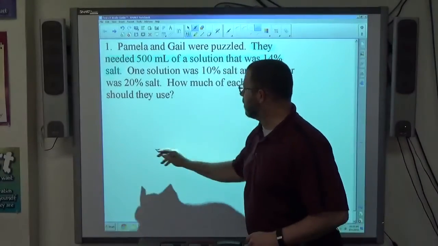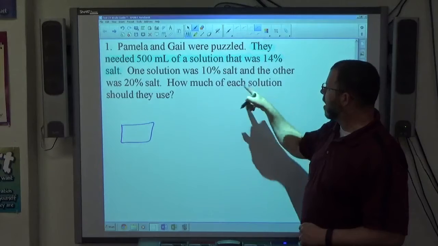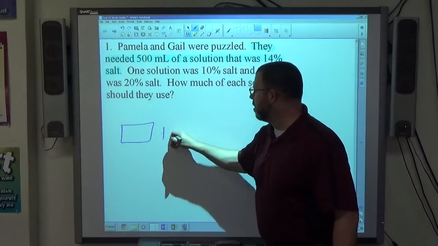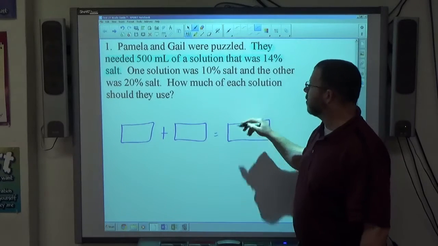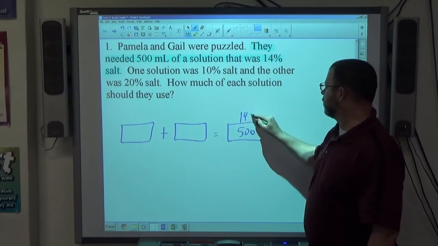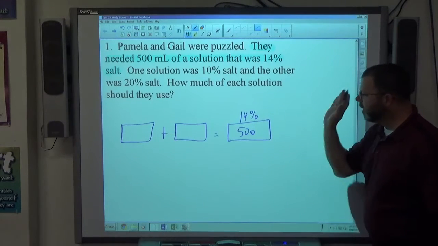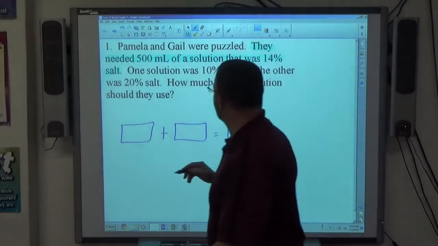So if I'm making these boxes, we're mixing two together. How much of each solution should they use? So mixing solution 1 and solution 2 to create some end result. End result is what we're trying to get. So we want 500 milliliters of a 14% salt solution. Okay. This percentage is about salt, so we need to focus on salt percentages as we go.